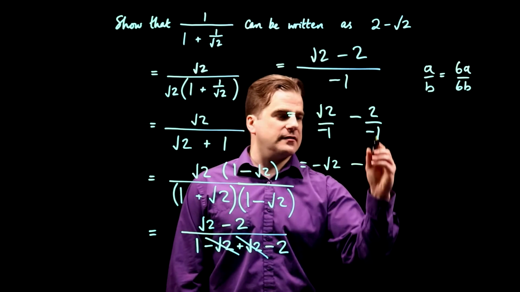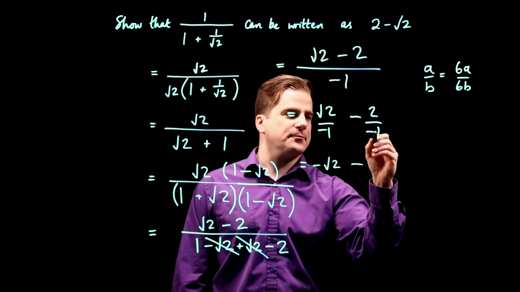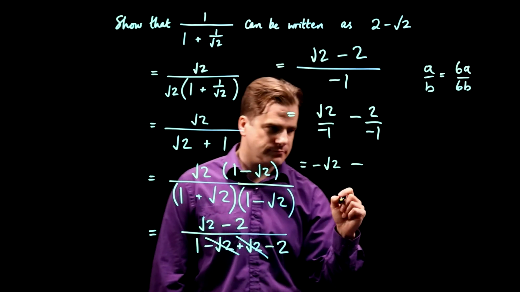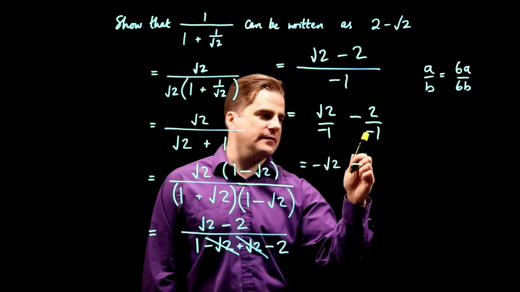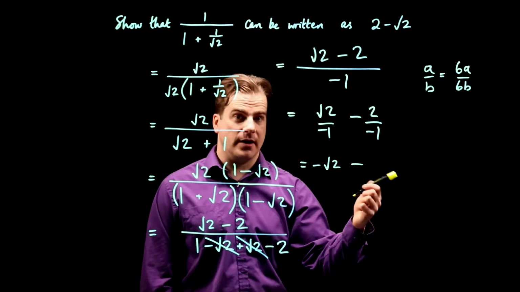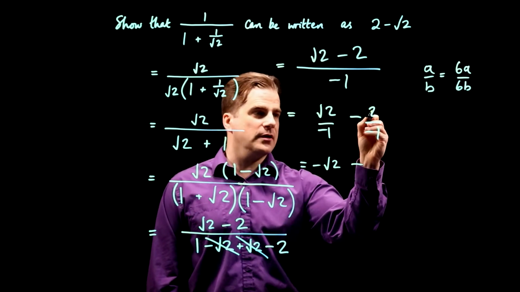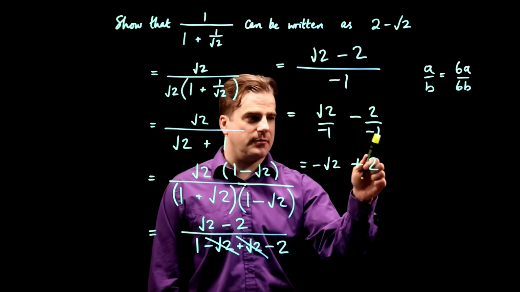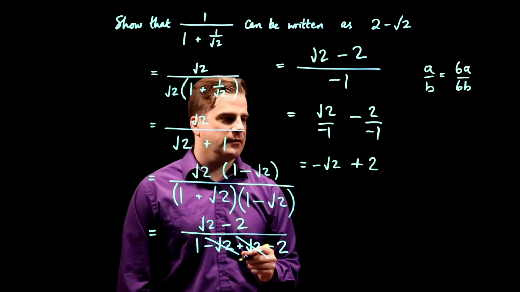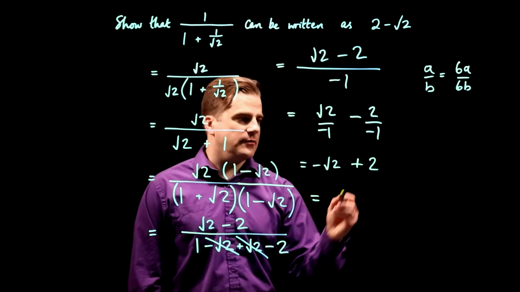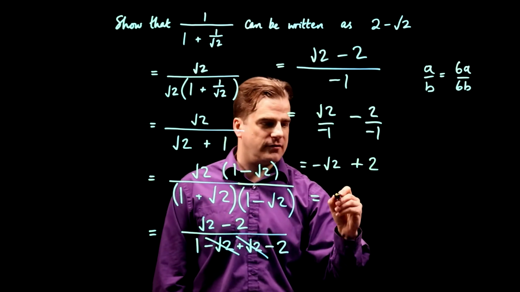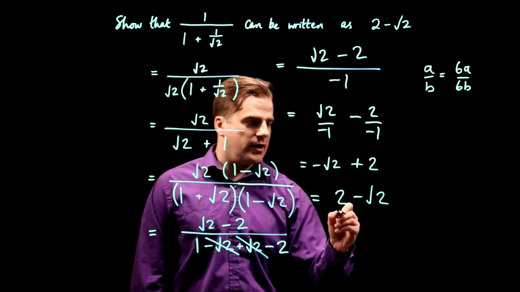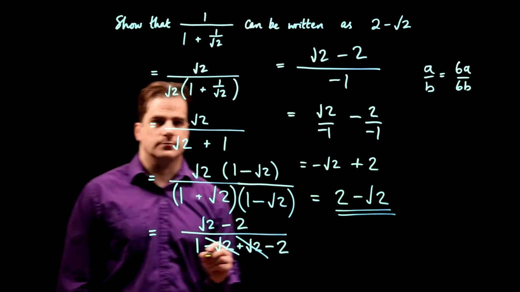Same thing here, minus and minus is a plus, so it's going to be plus 2. Again, if you like, you're multiplying top and bottom by minus 1. Minus 2 times minus 1 is plus 2. And again, minus 1 times minus 1 is 1. No need to write that. And we'll just change the order to get it like that. It's plus 2 minus root 2. And there we go. Done.